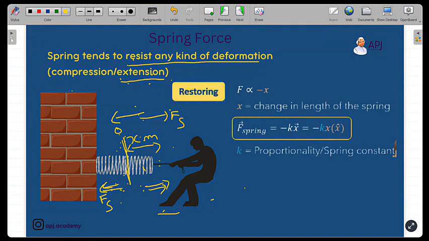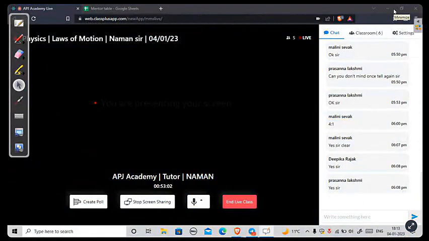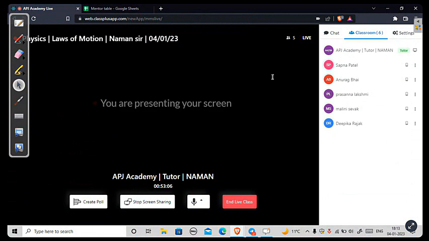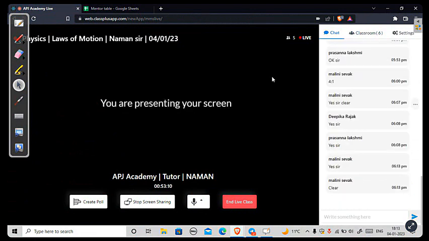I hope the concept is clear. Now talking about the formula, let me just see if you are clear with the previous question. Prasanna, Deepika, Malini. Anurag is not responding about the previous question. Sapna is not responding. Okay, Sapna, I have no problem. I can understand.